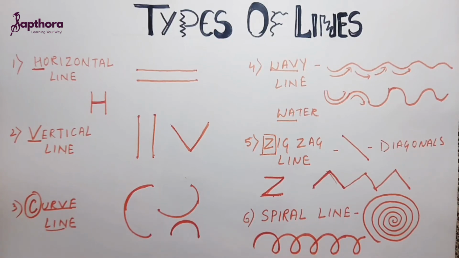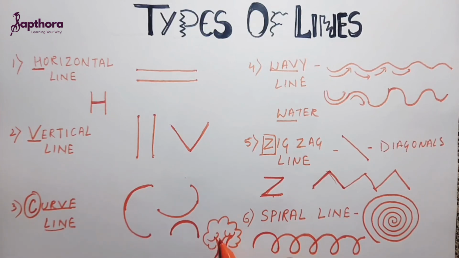These are some basic types of lines which you can use in any artwork you create. Remember the tree which we did at the very first? Now I think you can identify the lines we have used here. It's a curved line. Again, this is a diagonal. And again, the continuous chain of curved lines.